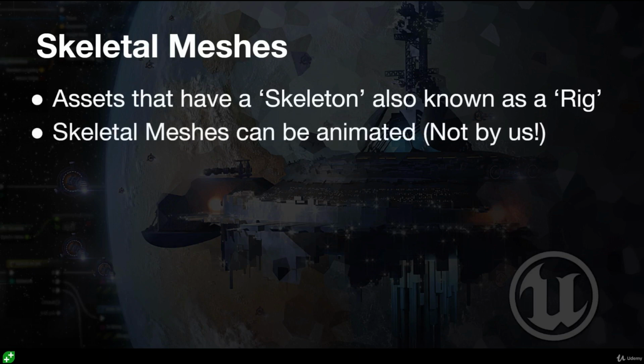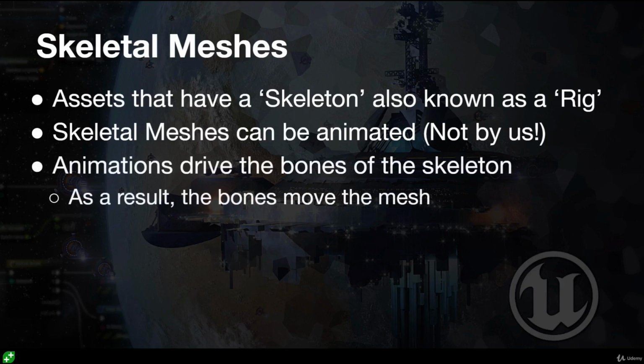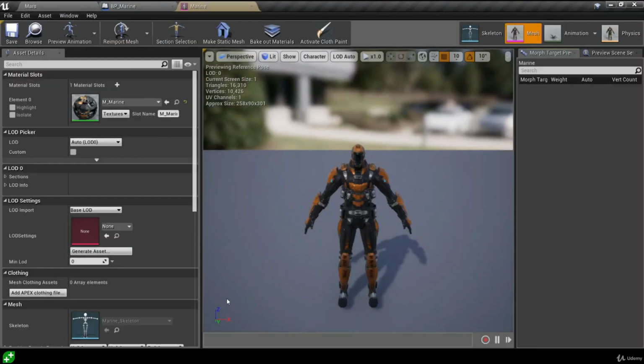Now, we won't be creating the animations ourselves because that's a whole other area of development that would be handled by animators. However, our marine does come with animations that we can use. The animations drive the bones of the skeleton, and as a result, the bones move parts of the mesh. So let's open up our skeletal mesh asset for the marine so we can see him for the first time.